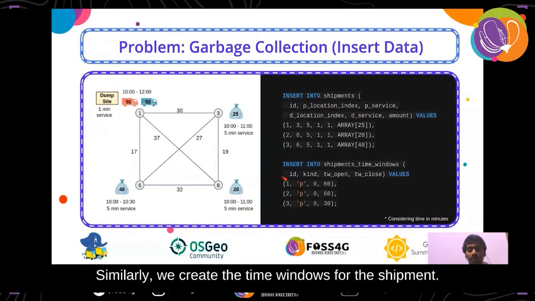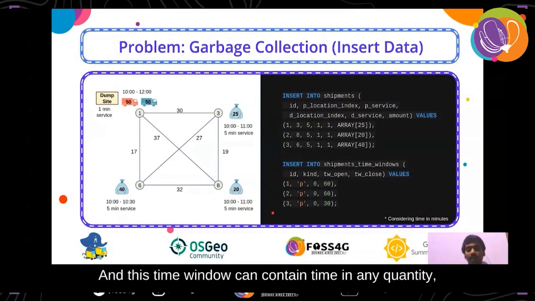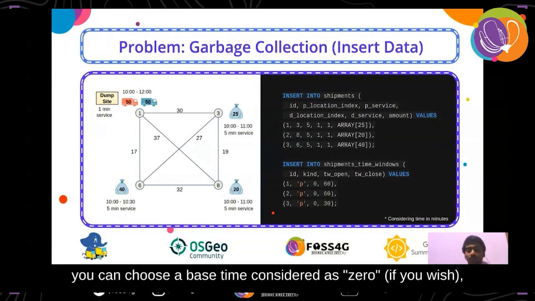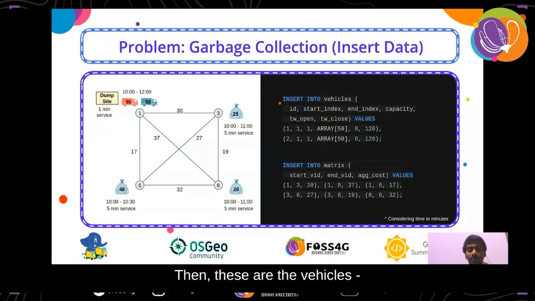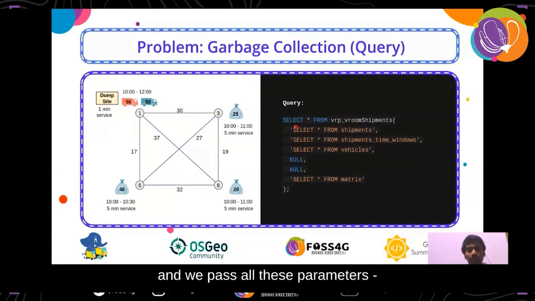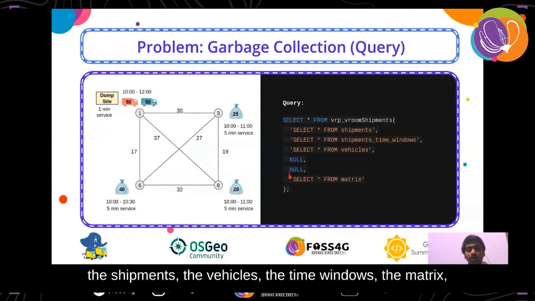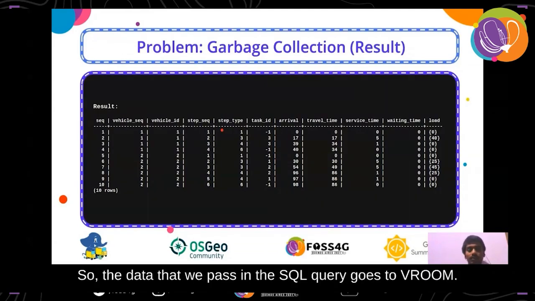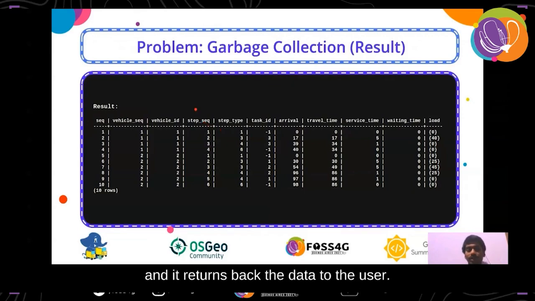Similarly, we create the time windows for the shipments. And this time window can contain time in any quantity, say in seconds or minutes. And you can choose a base time considered as zero if you wish, or you can use the absolute time. So then these are the vehicles. We create the two vehicles with their start index, the end index as the same, the capacity and the time windows. And lastly, we create the matrix. So these are the four coordinates. We create the matrix of the four coordinates containing the cost to travel. Then we execute the SQL query, select star from vrp_vroomShipments, and we pass all these parameters: the shipments, the vehicles, the time windows, the matrix, and then we give it to VROOM. So the data that we passed in the SQL query goes to VROOM. VROOM solves it and it returns back the data to the user.